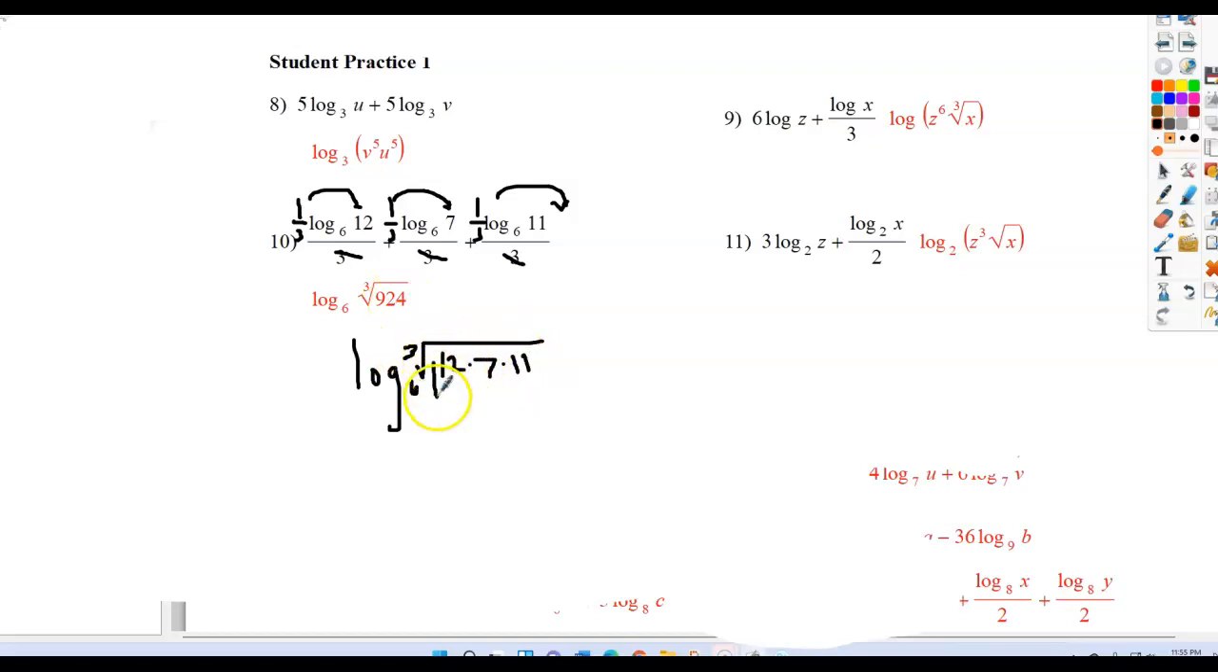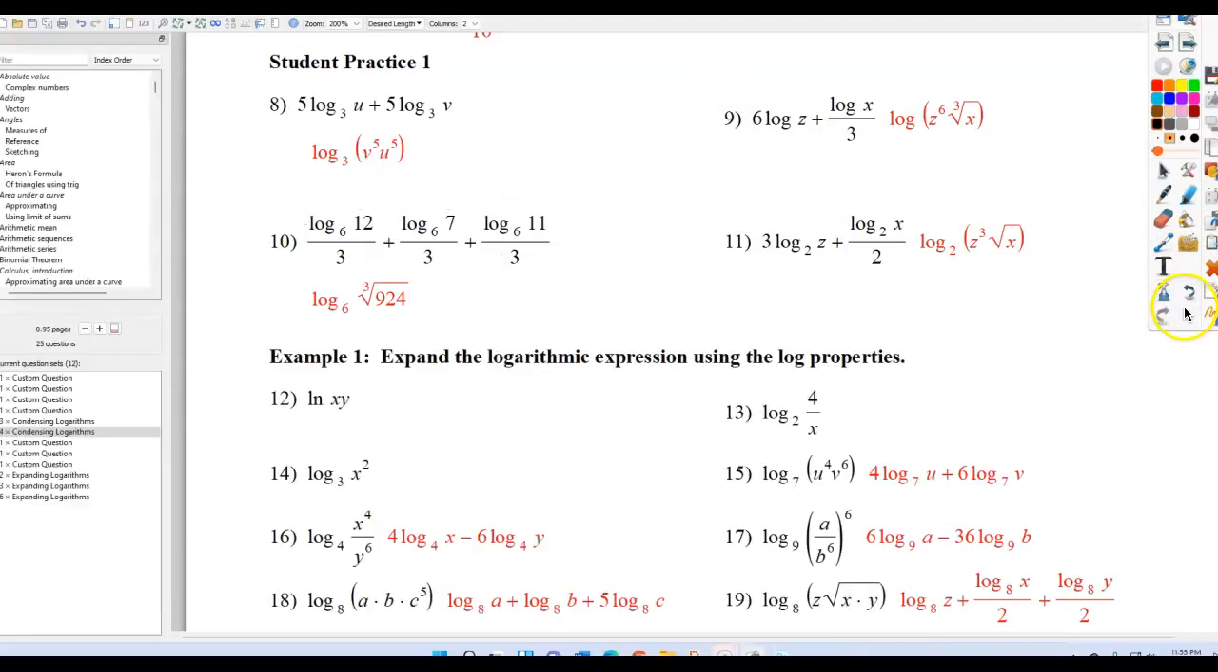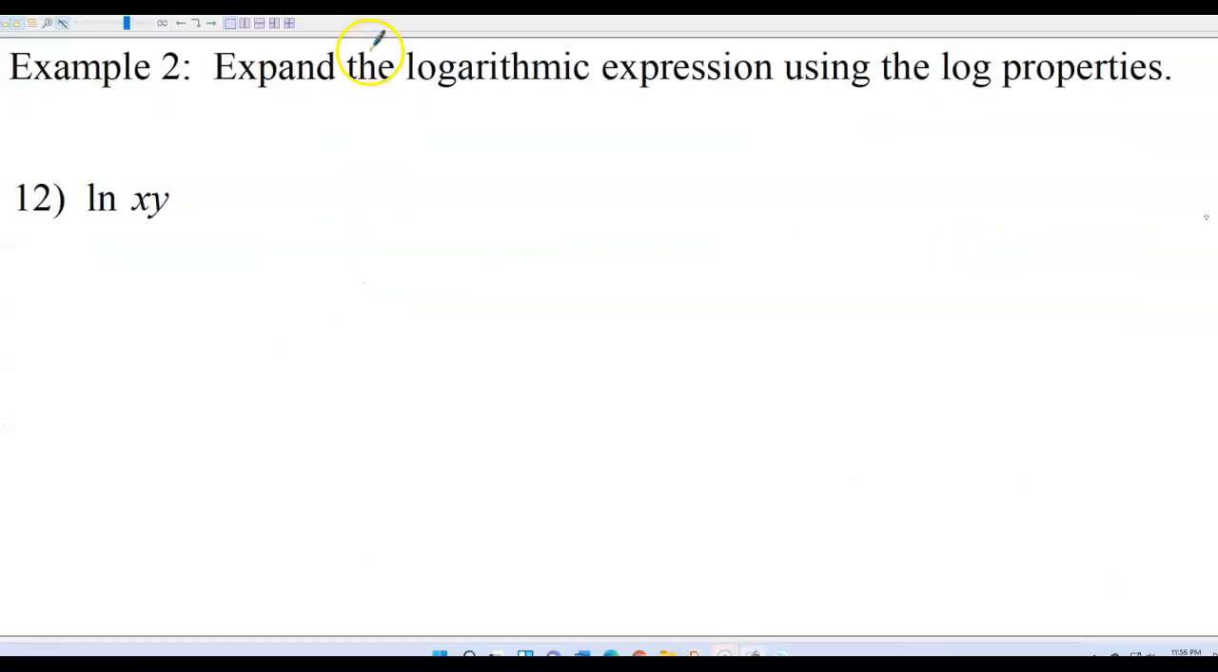And you might not have thought to multiply all these together, and you might have just left it like this, but apparently they did here. 12 times 7 times 11 is 924. So there's that one. Number 11 is a lot like number 9, so same explanation there. Let's go ahead and move on to our next set.